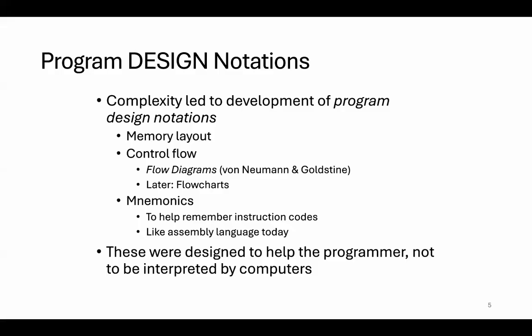So in order to reduce that complexity, they started to develop something called program design notations, which is like the control flow diagram that we use nowadays, basically flow charts. It's very similar to the flow chart. It helped the programmers remember instruction codes, and you can think of it as similar to assembly language nowadays. However, it was designed more to help the programmers, not to be interpreted by programs.